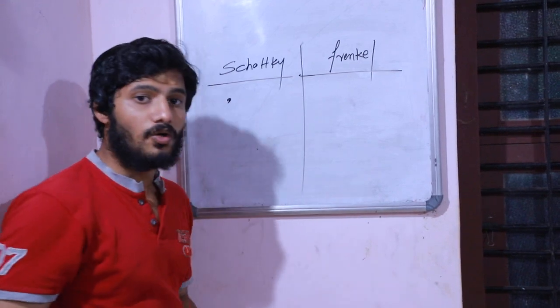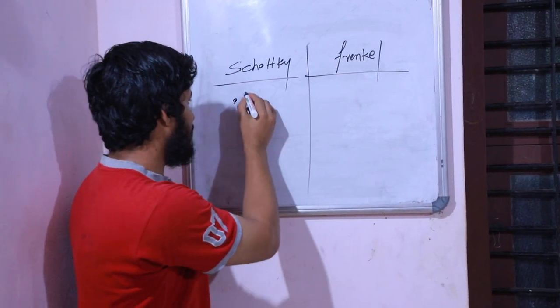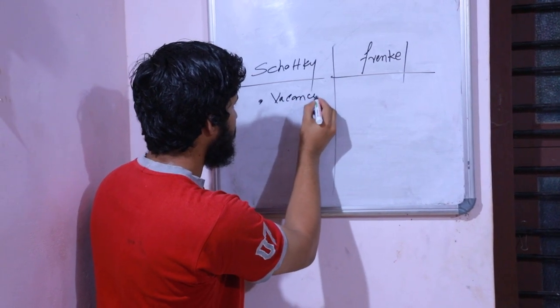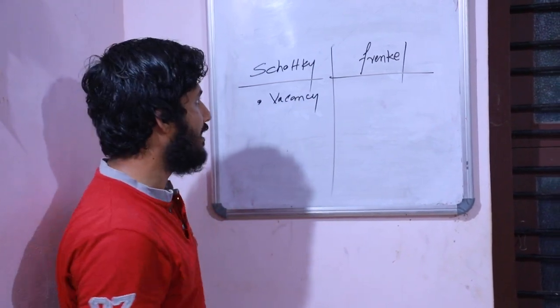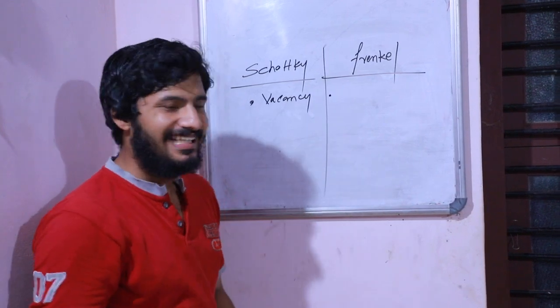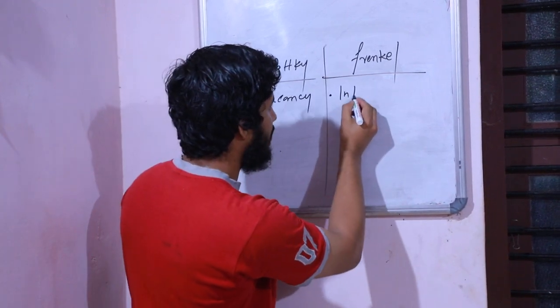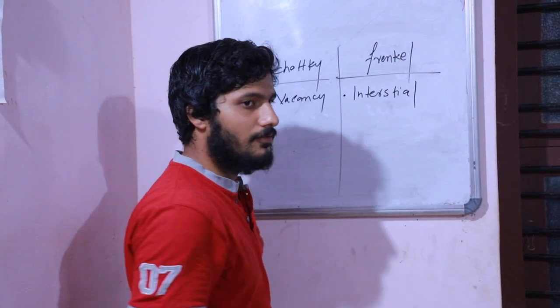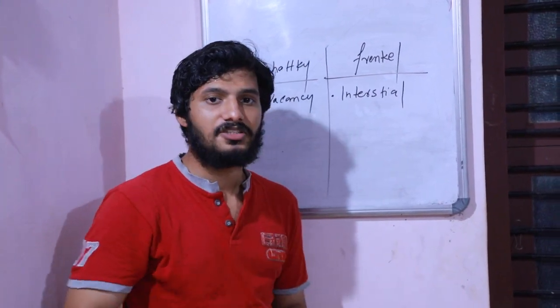The Schottky defect is also known as the vacancy defect, and the Frenkel defect is also known as the interstitial defect.